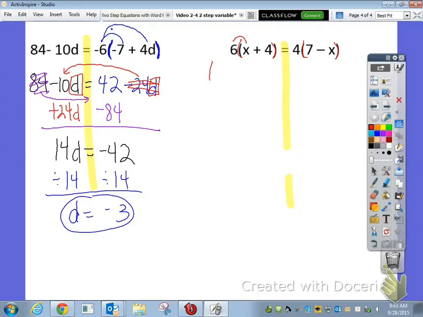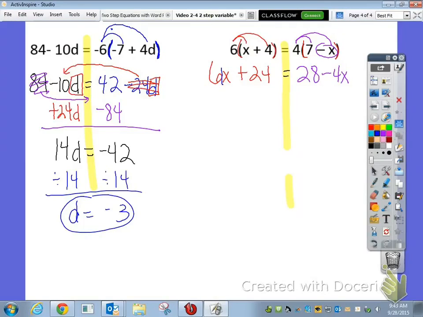6 times x is 6x. 6 times 4 is 24. That's by the distributive property. On the right side, 4 times 7 is 28. 4 times negative x is a negative 4x. And you have that equal sign in the middle.